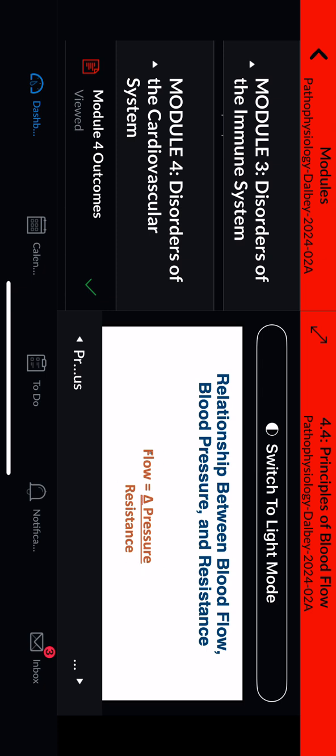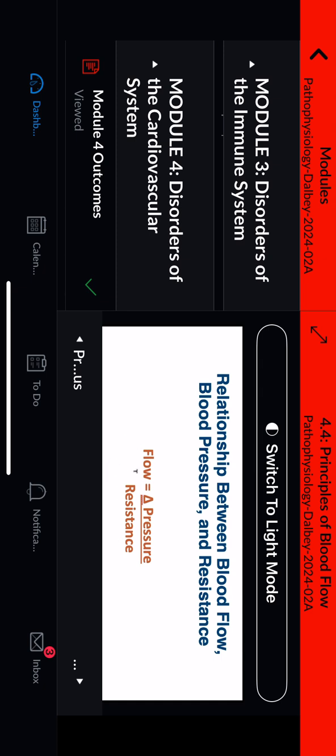So if we take a look at our equation here, flow equals change in pressure divided by resistance. If we were to take any length of a blood vessel, so let's say we take a blood vessel that's 12 inches and measure the pressure at two different points and take their difference, that's going to give us the change in pressure across that given distance. So the change in pressure divided by the resistance is going to equal the flow of blood.